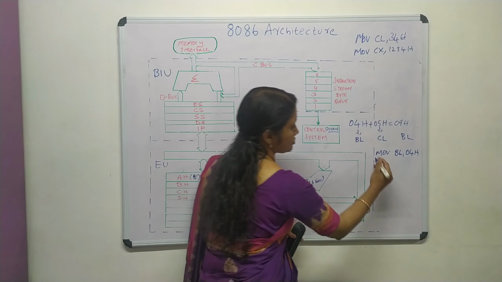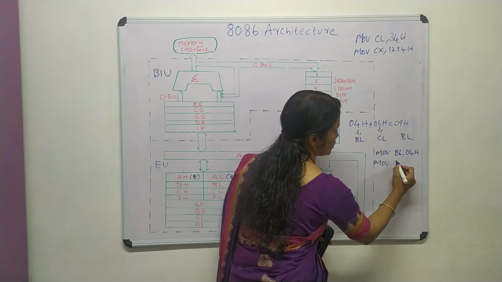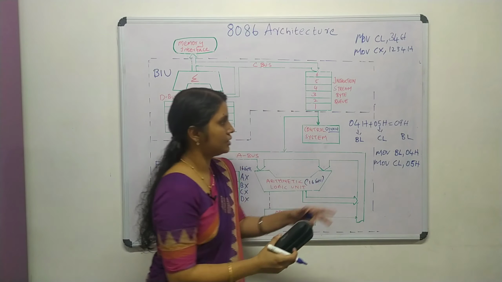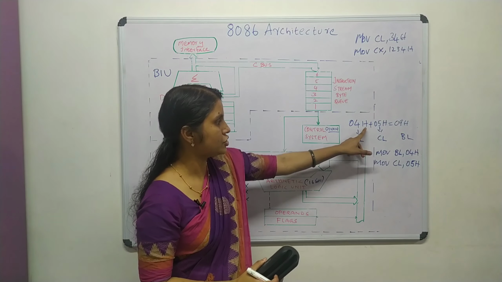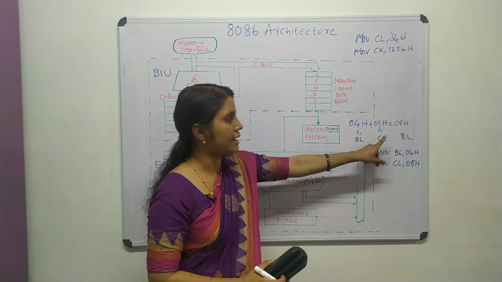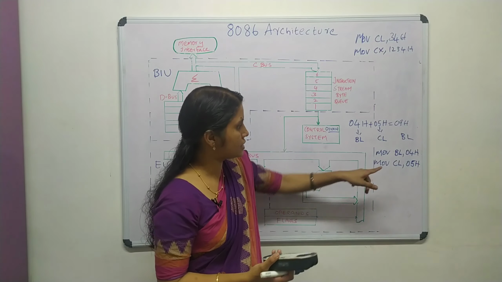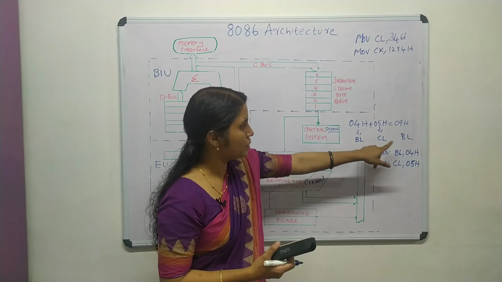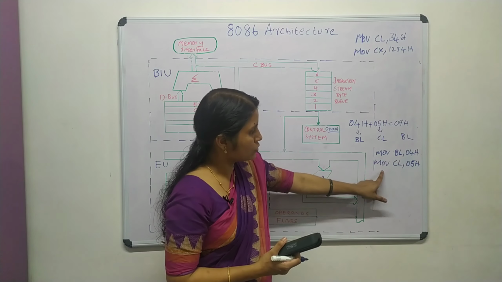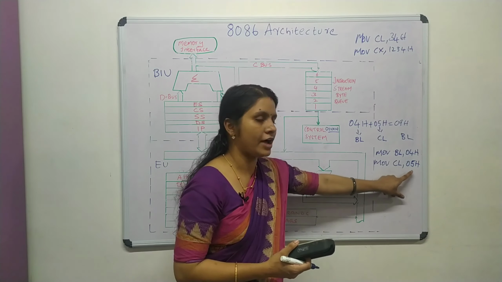Okay, then the next instruction is move CL comma 05H. The value 04H should be placed in BL, 05H should be placed in CL, and the result should be in BL. So how can we write this instruction? That is move BL comma 04H, so BL gets a value of 04. Then move CL comma 05H, so CL gets a value of 05.